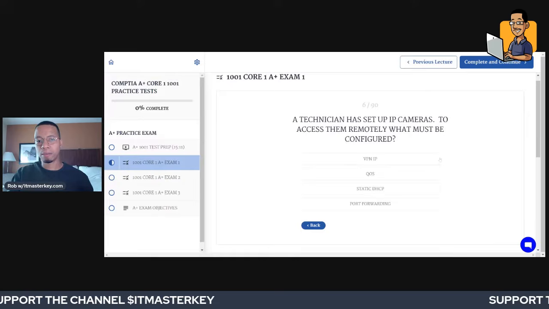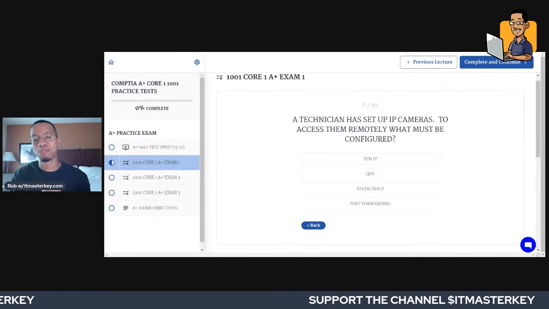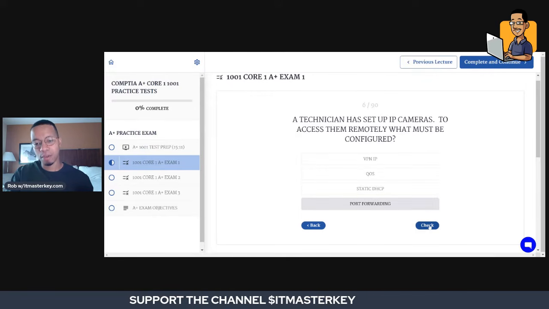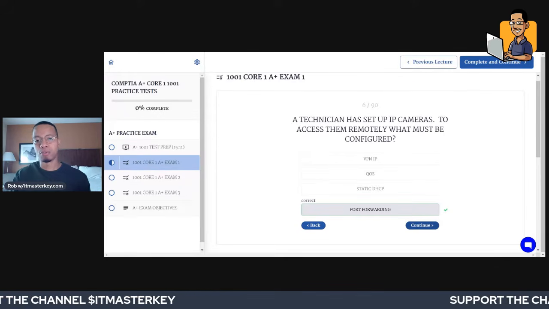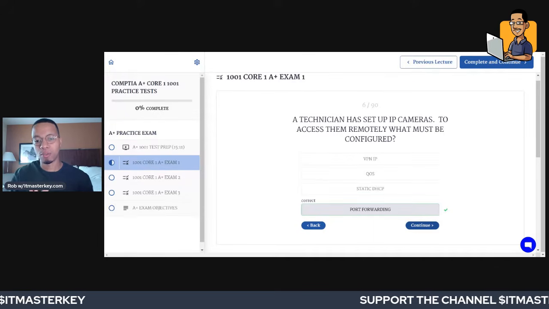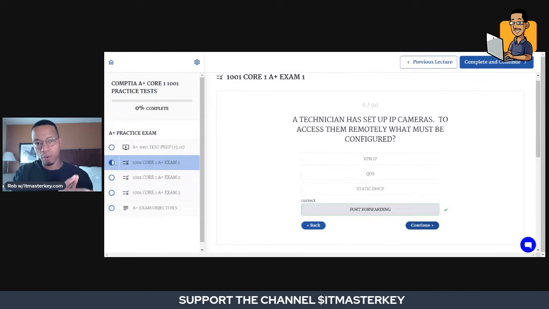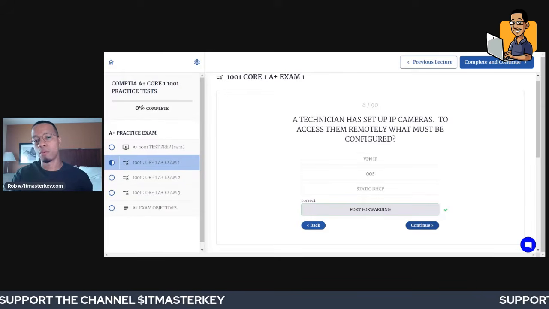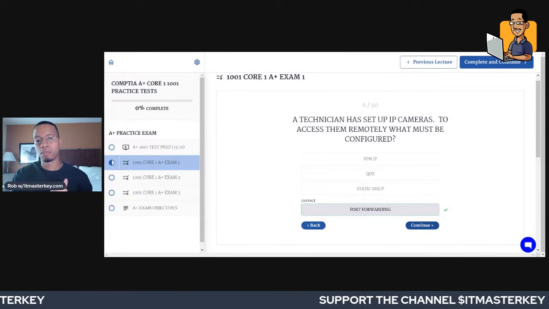All right, to access cameras remotely, you would need to set up port forwarding. Port forwarding is what you would need to set up, right? So you want to make sure that you have access, and without having certain ports forwarded, certain traffic being forwarded purposely to that port, it would be hard to access and to configure those cameras remotely.